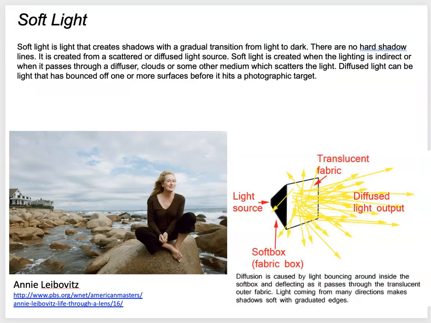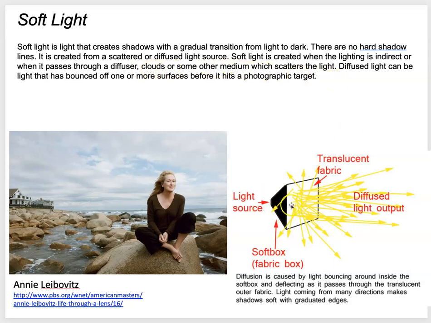So soft light creates shadows that are very gradual. So there's a transition. You can even kind of see it on Meryl Streep's neck. There's not like a hard line created from the light. So soft light is created when lighting is indirect or when it passes through a diffuser, clouds, or some other medium which scatters the light.